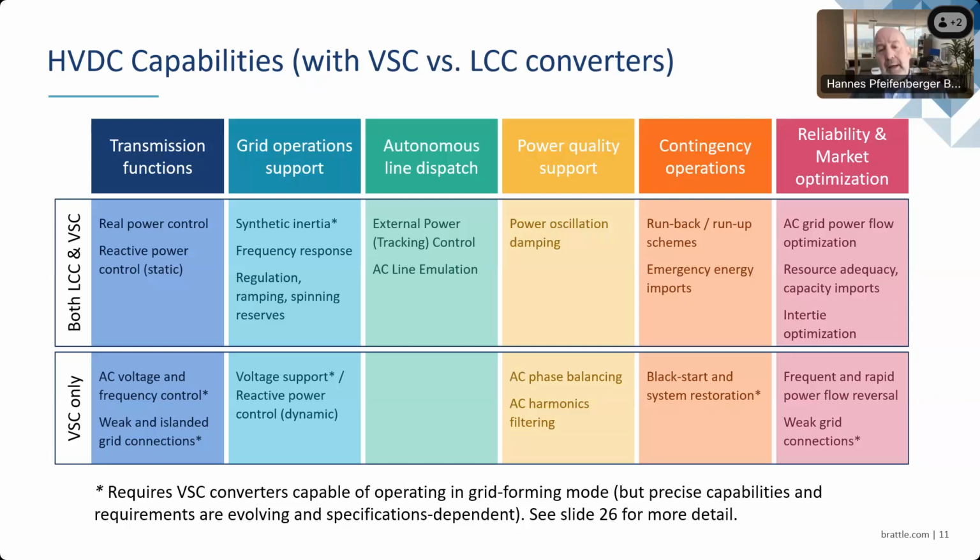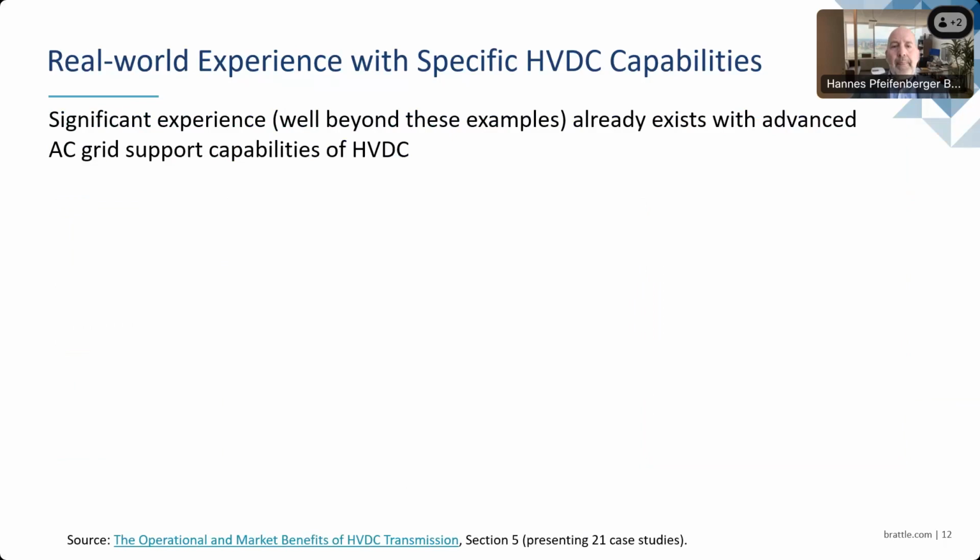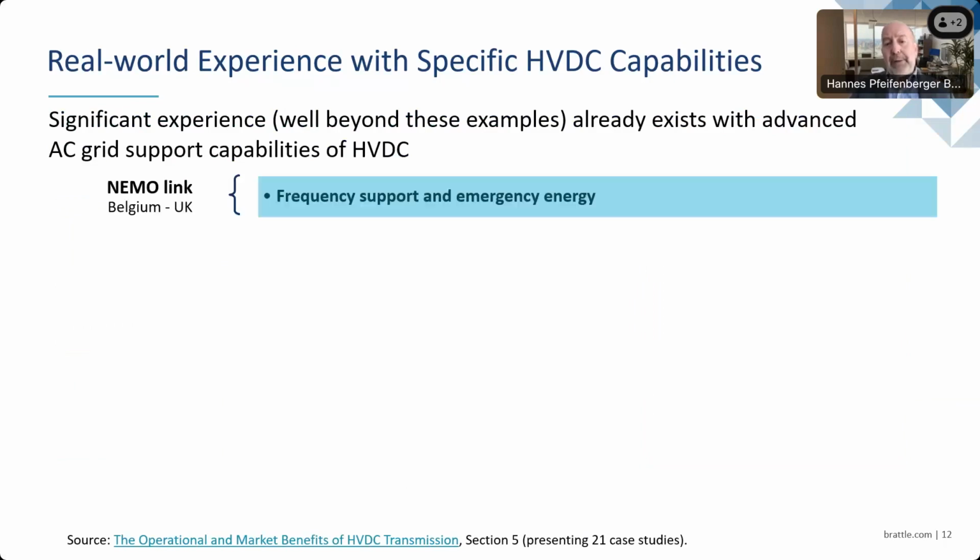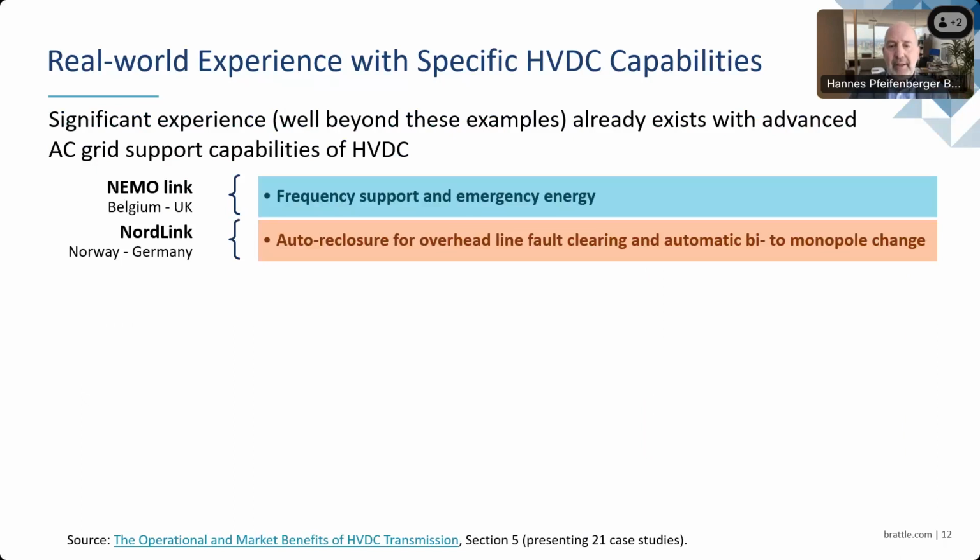Many of these capabilities are recognized as reliability challenges in the future. That doesn't necessarily mean that every line will be used to provide all of these capabilities, but we need to be aware of these capabilities in specific applications. So we have a lot of experience with those capabilities, in fact, for frequency support and emergency energy applications. The Nemo Link between Belgium and the UK is a great case study.